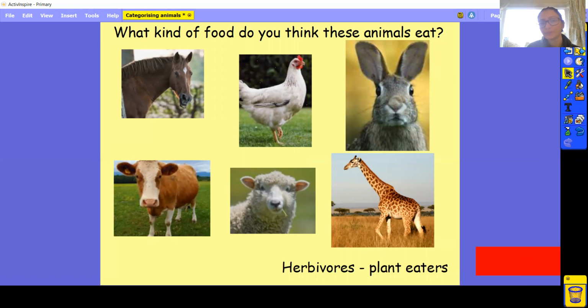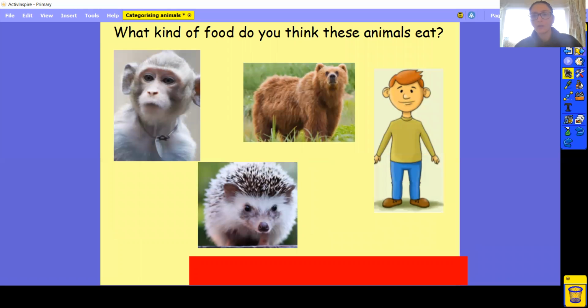So, now we go on to another category. So we've got a monkey, a bear, a human, and a little hedgehog. Now I want you to have a think. What type of things do they need to eat? What type of things do we need to eat in order to live? Have a pause, have a think.